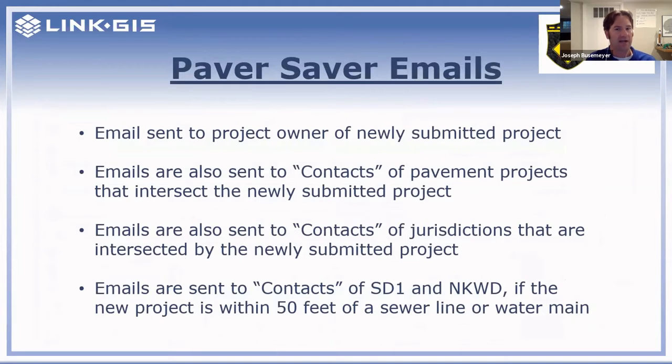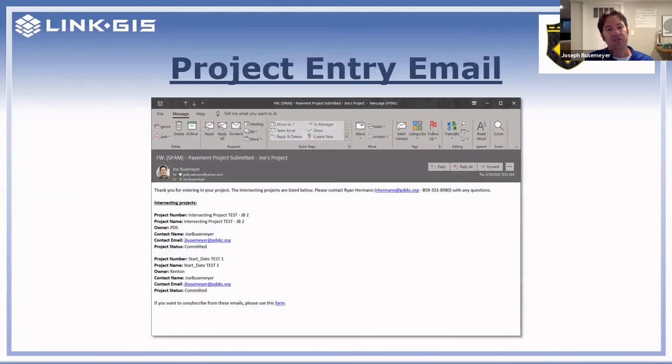So the emails that are sent out, I started talking about it already. There's 4 emails that are sent out. There's an email sent back to the project owner who had just submitted the newly submitted project. Then there's emails sent to the contacts of any pavement projects that intersect the newly submitted project. Emails are sent to the contacts of any jurisdictions that are intersected by the newly submitted project. And finally, emails are sent to the contacts at our friends at SD1 and Northern Kentucky Water District if the newly entered project is within 50 feet of a sewer line or a water main. And this is what the emails look like.